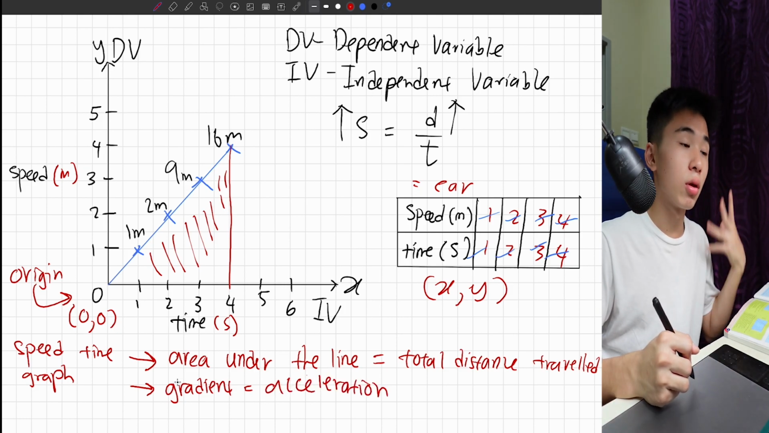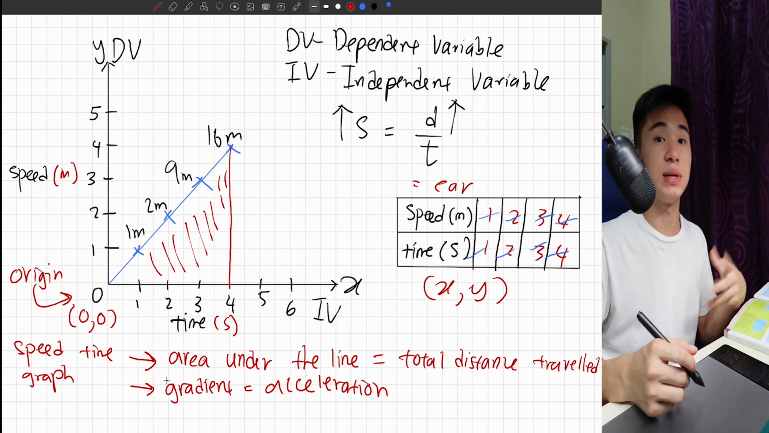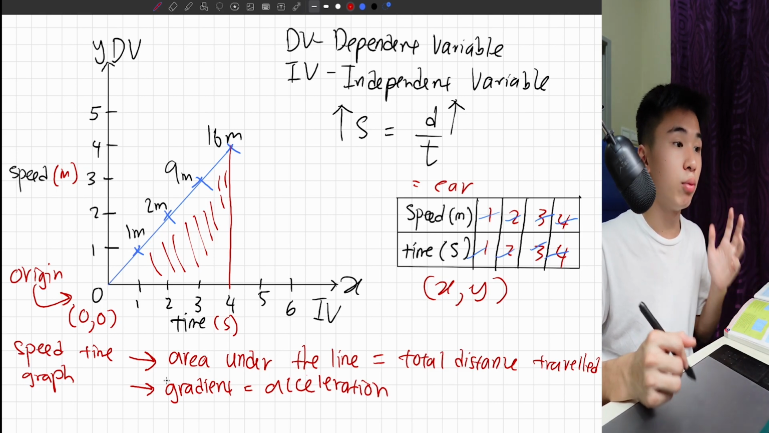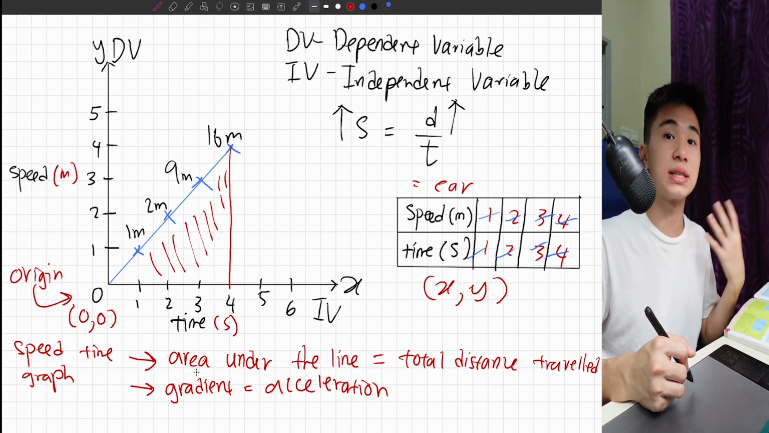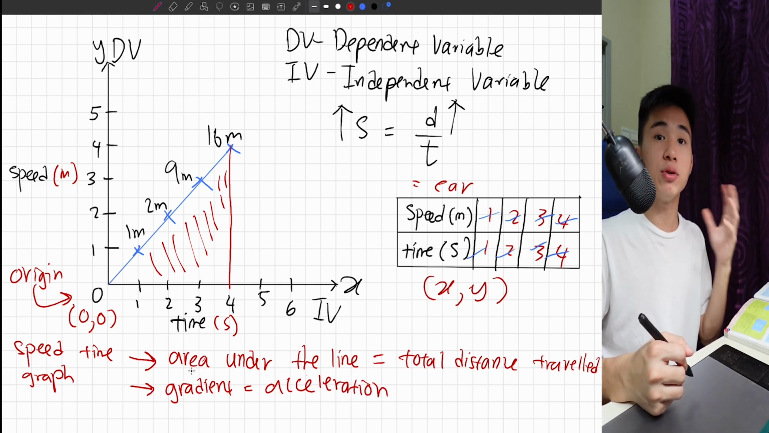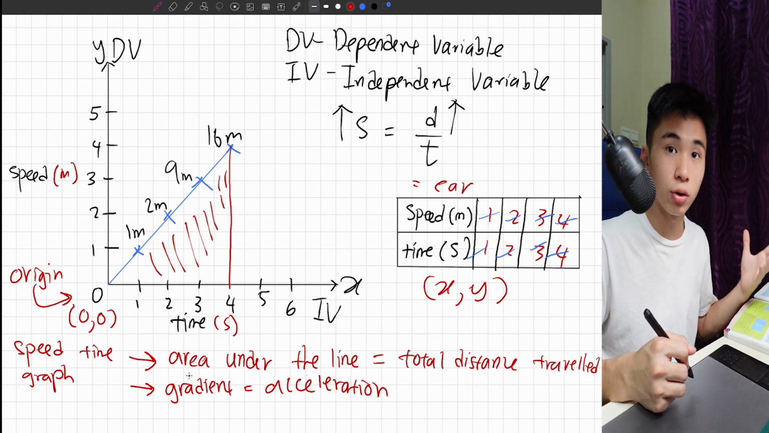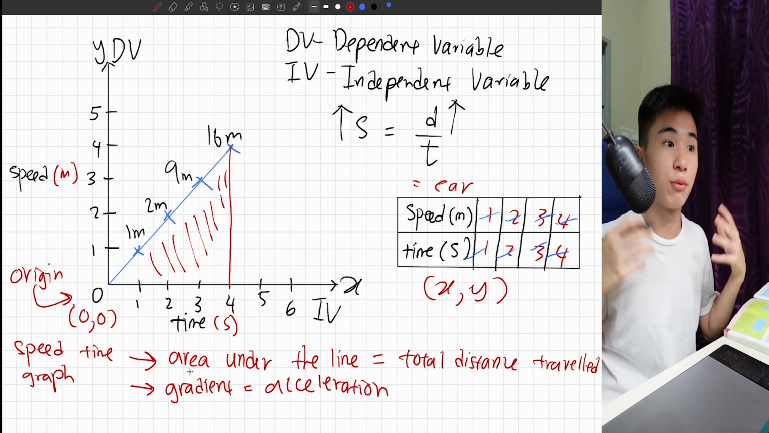And by the way, both of these rules only apply in this speed time graph. You cannot apply both of these rules in the distance time graph. And if you do not know what a distance time graph is, I had previously made a distance time graph video, and I recommend you watch that video first.